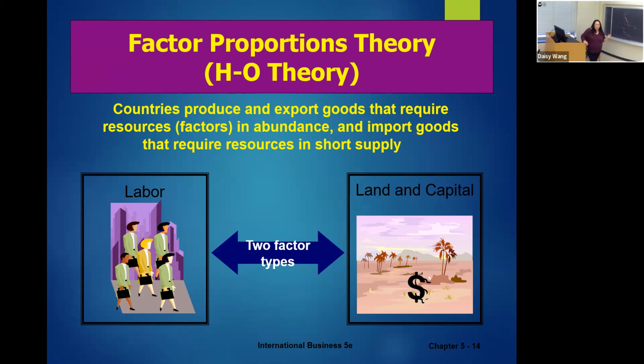So in theory, we are going to export something that we have a lot of. Like in the US, we have a lot of capital and we don't have a lot of laborers. So we will import the product that requires laborers. Okay, and we export stuff that requires land or capital or even energy.